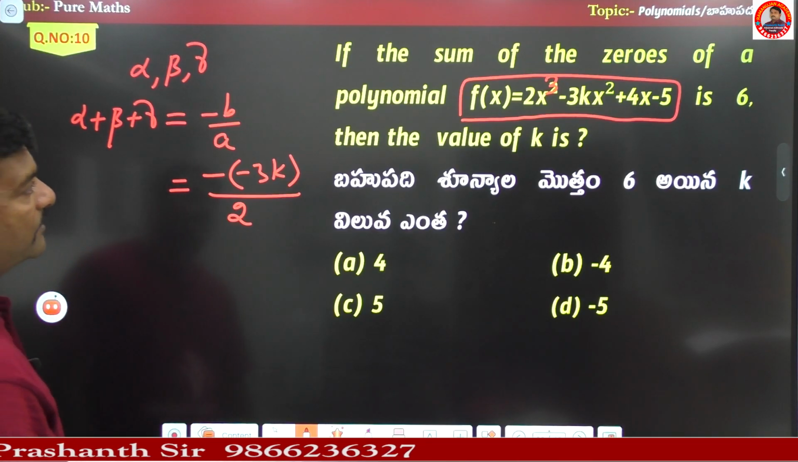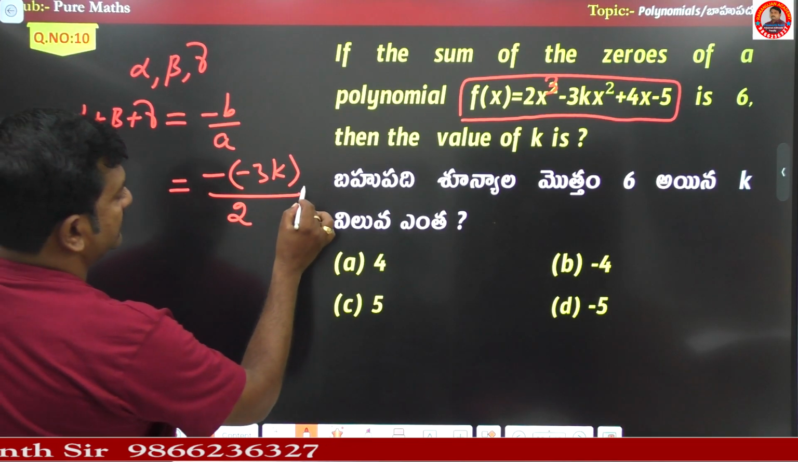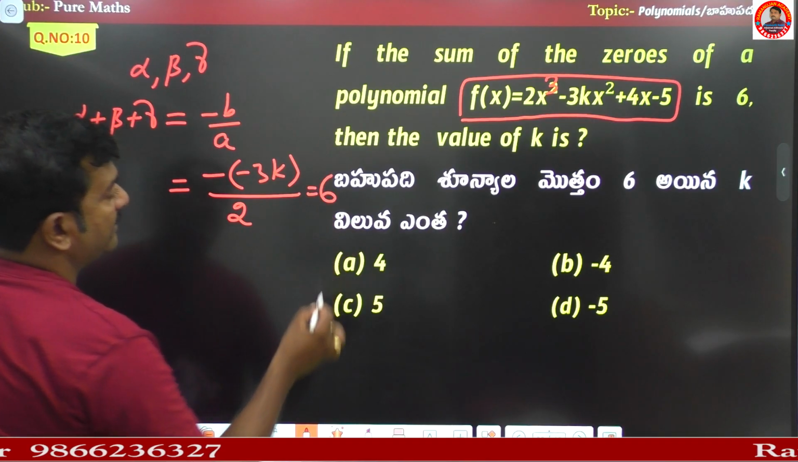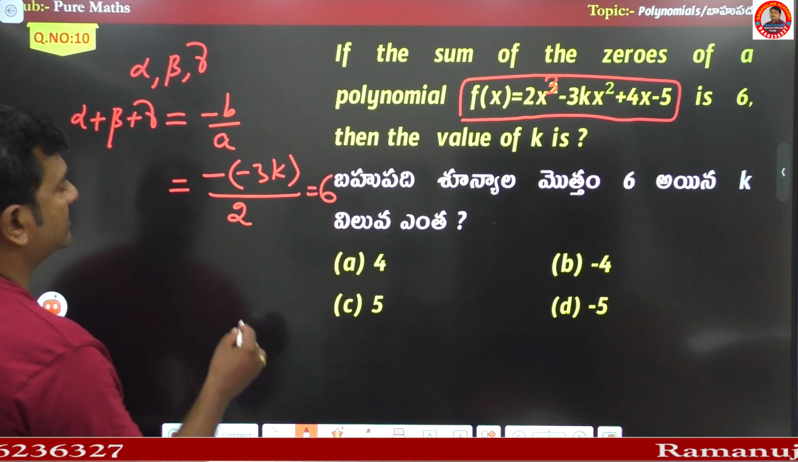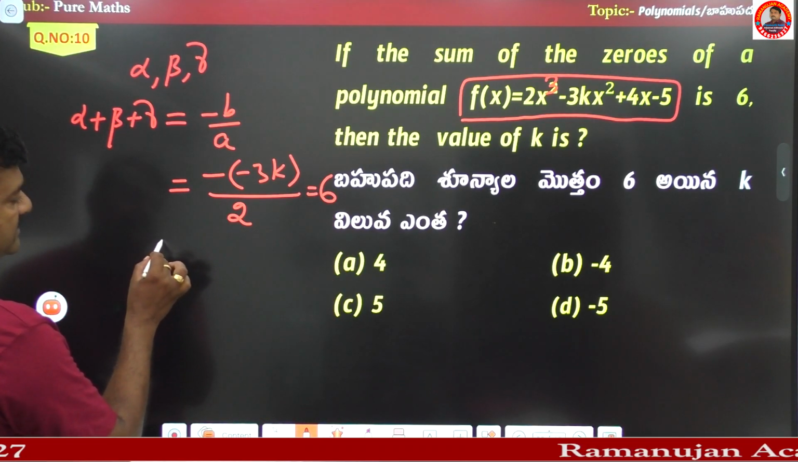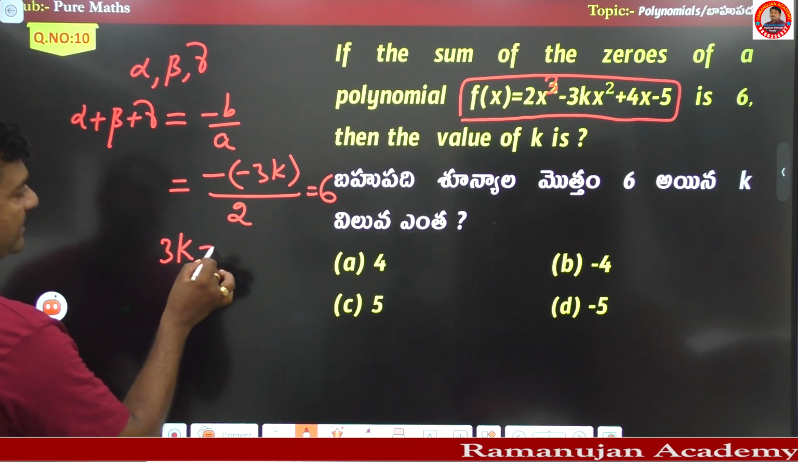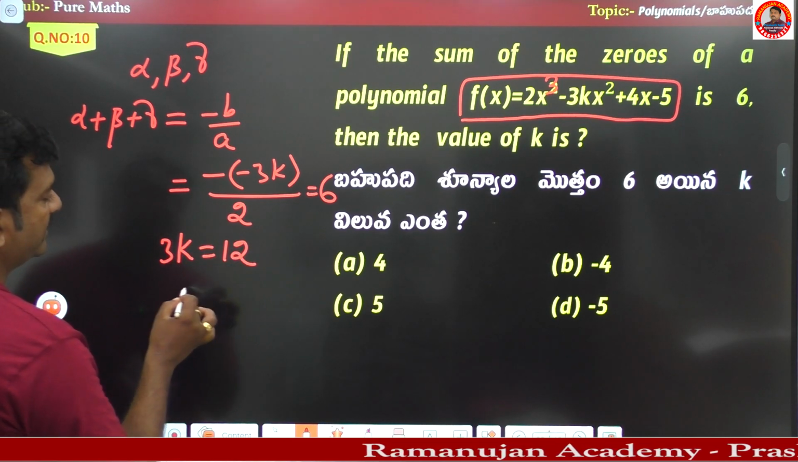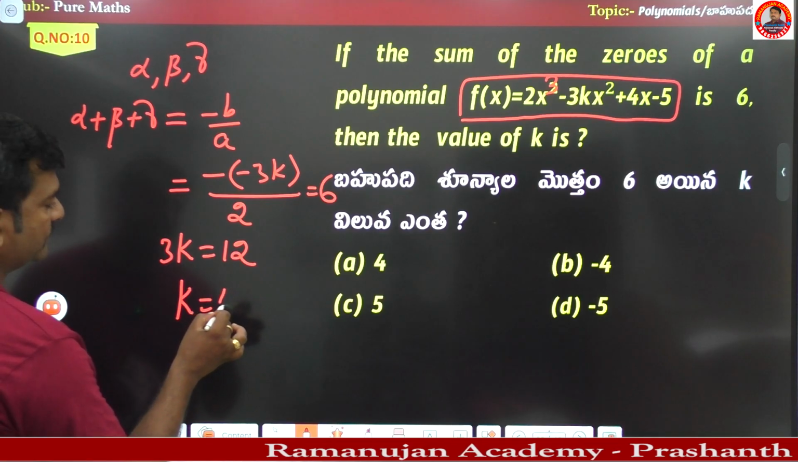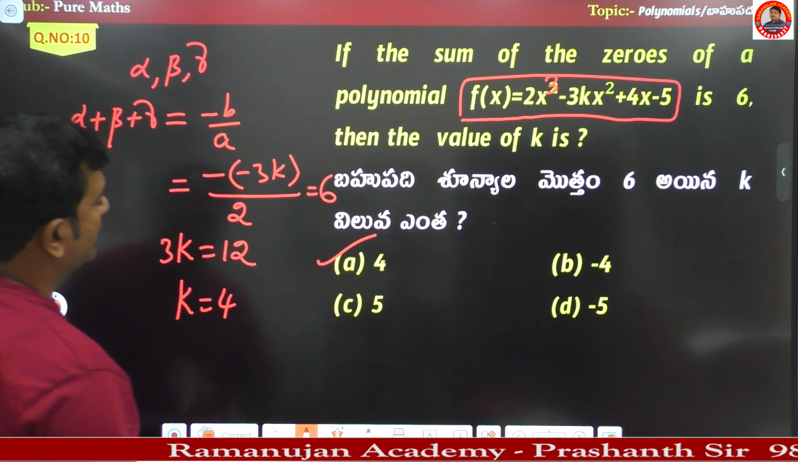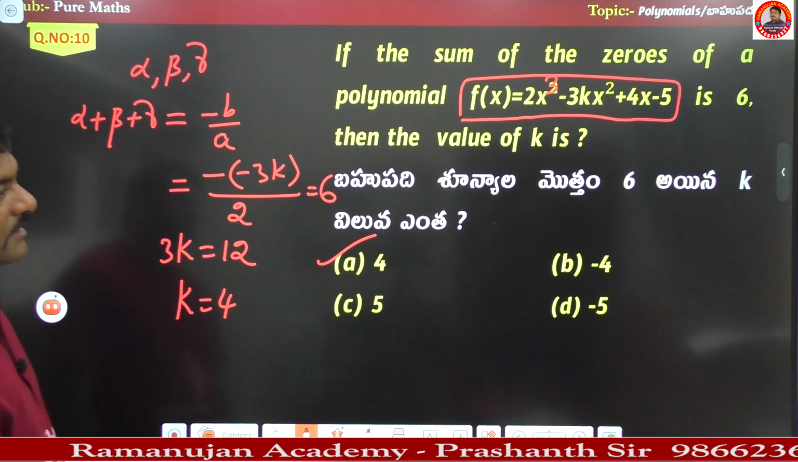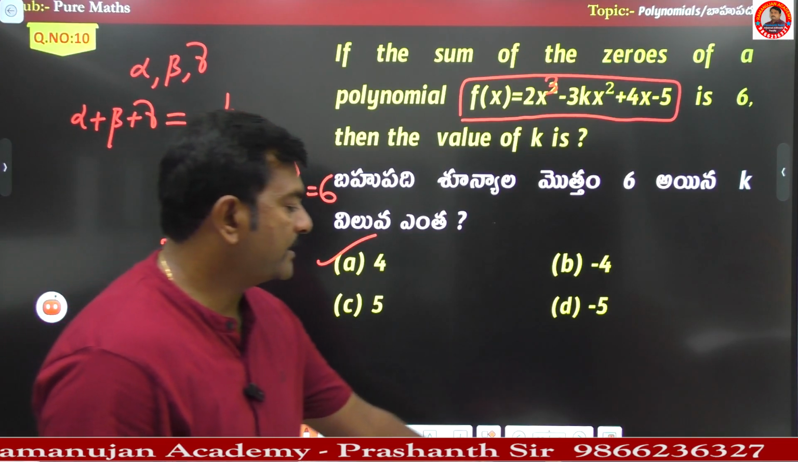According to the given question, what is the sum here? 6 is the answer. Minus of minus means plus, which means 3k is equal to 12. Therefore k is equal to 4. He asked to find out the k value, therefore k is equal to 4.